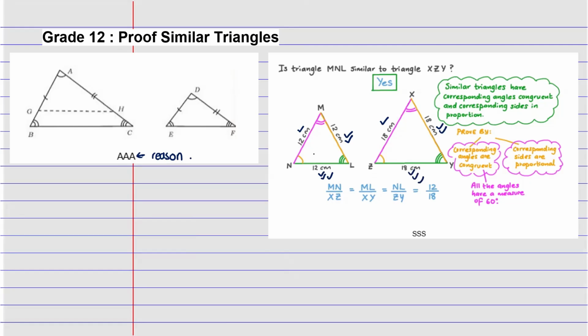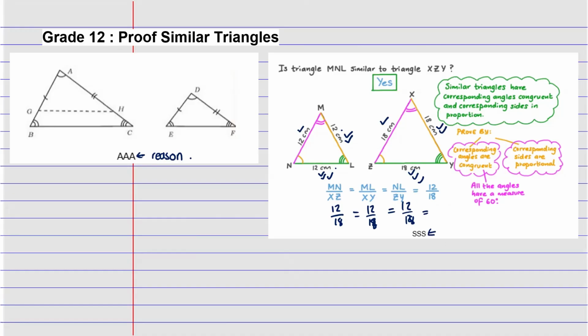We already know from here that MN is 12. So this is going to be 12 divided by 18. Do you see that this is 12 and this is 18? Again, we have 12 and 18, and we also have 12 and 18. All of them are equal to 12 over 18. So since all their ratios are equal, that means the triangles are similar. And the reason for that is going to be side, side, side.